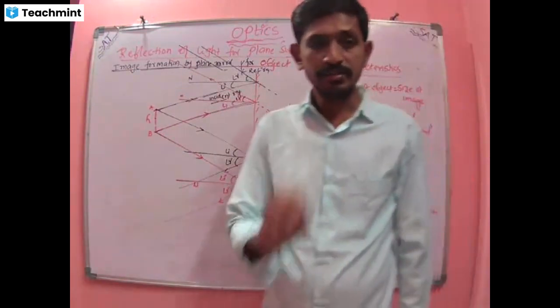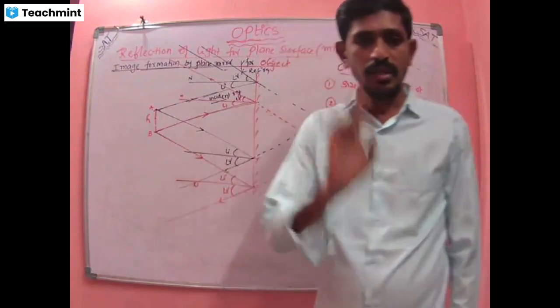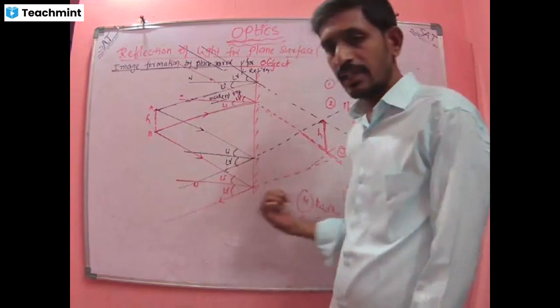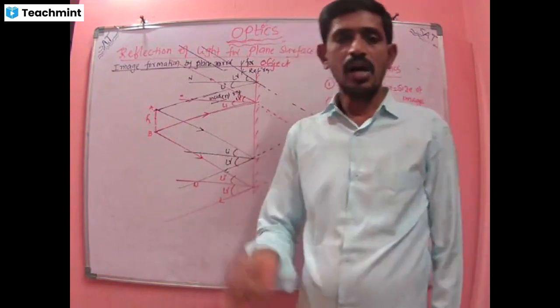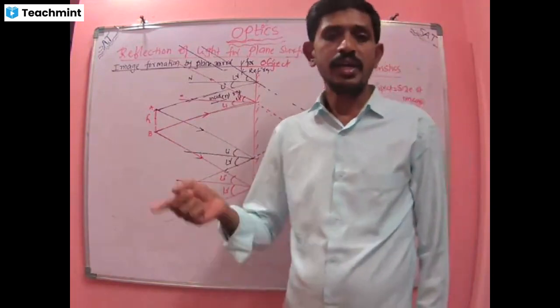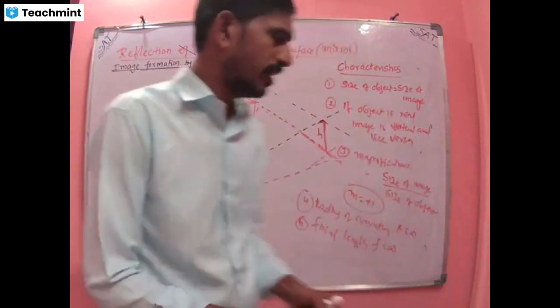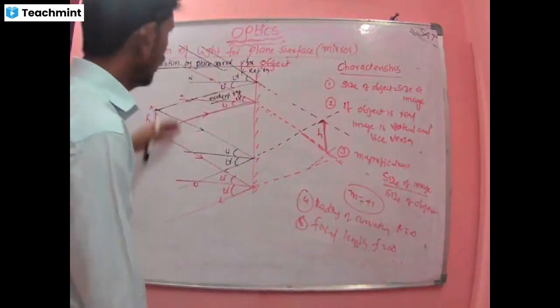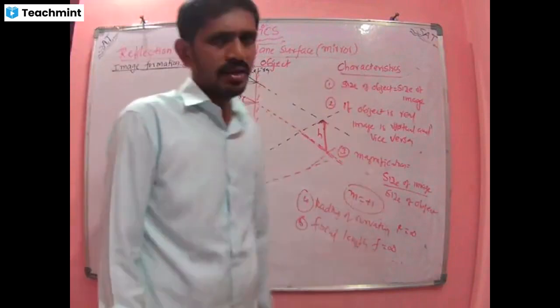Next, the radius of curvature for a plane mirror. Options: radius of curvature R is equal to 1, R less than 1, R greater than 1, and D, R equal to infinity. So both are infinity. We need to choose the correct option. This is the characteristic of the plane mirror.